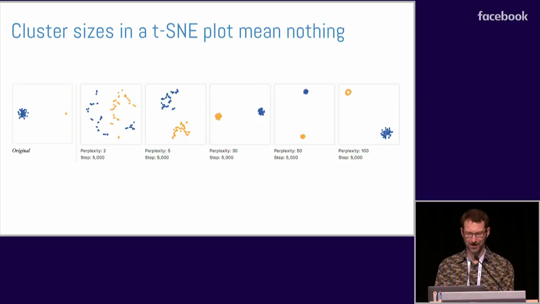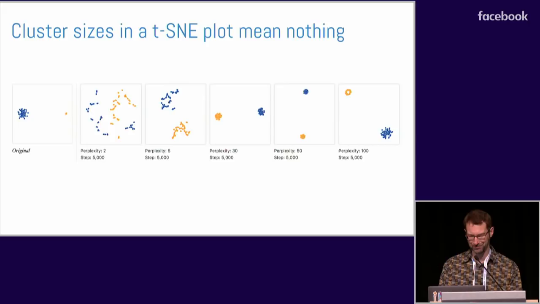But what you should never do is look at the sizes of things and assume that they correspond to something real. By the way, once you get to perplexity 100, in this case I think there are a few more than 50 in each, so maybe 100 in each one, you start to get some vague sense of the distinction in sizes, but it's certainly not a perfect match.